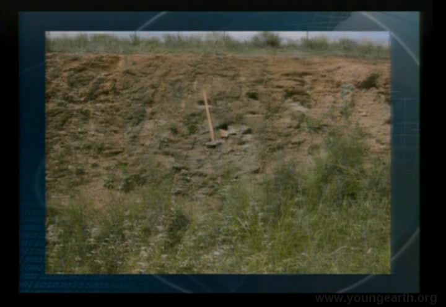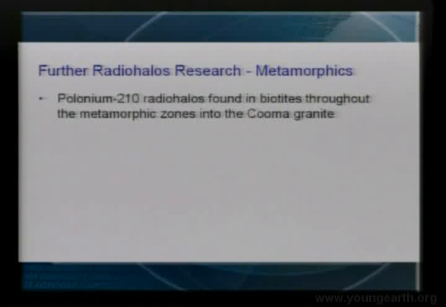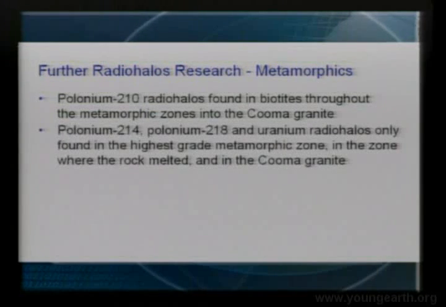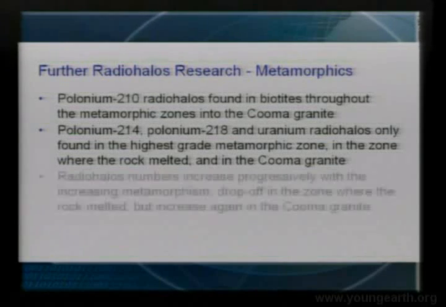Here's some of the outcrops of these rocks from road cuts. That's what some of the rocks look like under the microscope, and you can see some of the halos already in the biotite flakes. So there were polonium-210 radiohalos found throughout all the biotites, throughout all the metamorphic zones. But the polonium-214 and 218 and uranium radiohalos were only found in the highest grades of rock, the highest metamorphism, and in the granite itself.